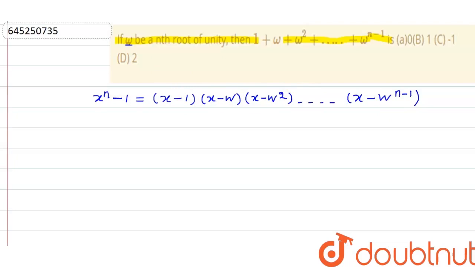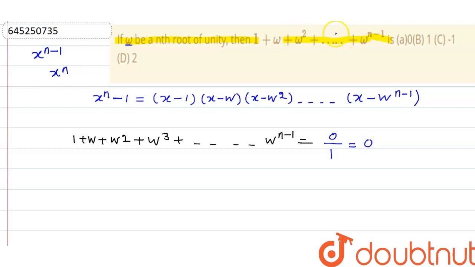Now if I apply sum of roots, so that is what? 1 plus omega square plus omega cube plus dash dash omega to the power n minus 1, and that is what? Minus b by a. But see this thing, b is not given to us. B is what? B is a coefficient of x to the power n minus 1. That is 0. That means what? 0 upon coefficient of x to the power n, that is what? 1. So this becomes what? 0. So value of this thing is equal to what? 0. So option A, 0 is a correct answer.